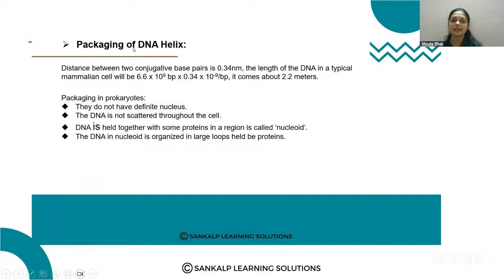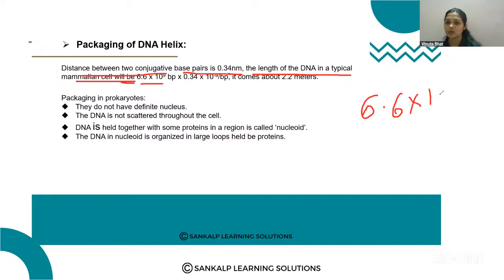Packaging of the DNA helix. You know that DNA is present inside the nucleus, and how it is packaged and arranged inside the nucleus. Here, the distance between two consecutive base pairs is 0.34 nanometer. The length of the DNA in a typical mammalian cell has 6.6 into 10 raised to 9 base pairs in a diploid cell, not in a haploid cell.